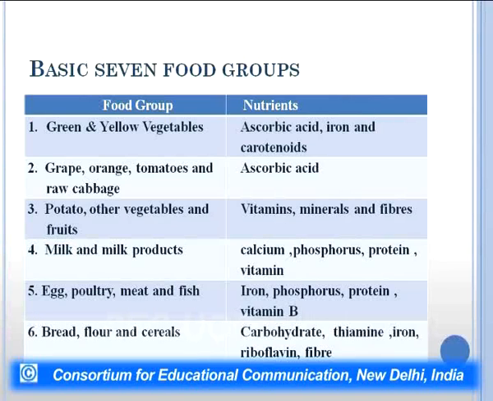Bread, flour and cereals, mainly carbohydrate, but also thiamine, iron, riboflavin and fiber. Then the last one is butter and fortified products, and these provide vitamin A and fat. Fortification means some amount of nutrients are added in the vanaspati.